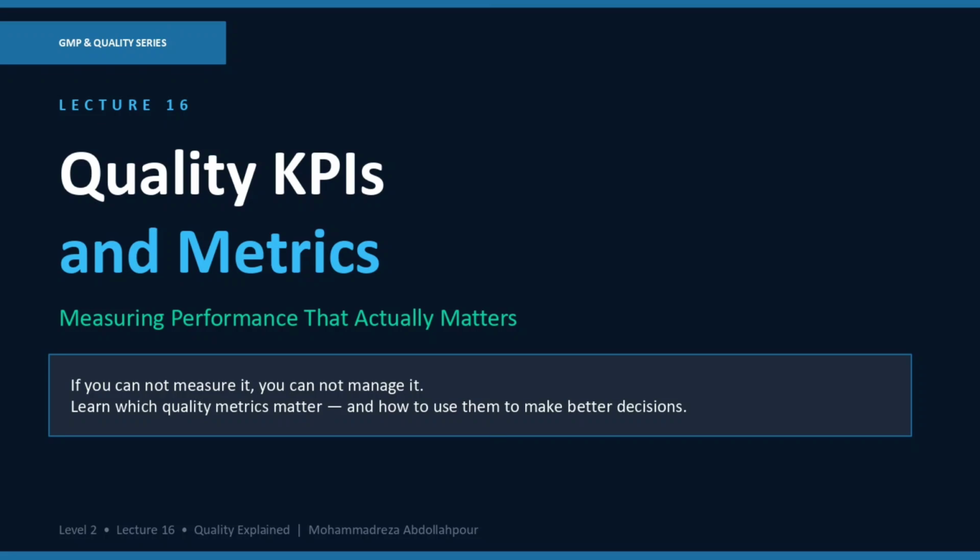Over the past 3 lectures, we have covered risk-based thinking, method validation, and method lifecycle management. All of those topics help you build and maintain a high-quality system. But today we ask a different question. How do you know if your quality system is actually working? The answer is quality KPIs and metrics. If you cannot measure it, you cannot manage it. And in this lecture you will learn exactly what to measure, how to measure it, and what to do with the results. Let us get started.